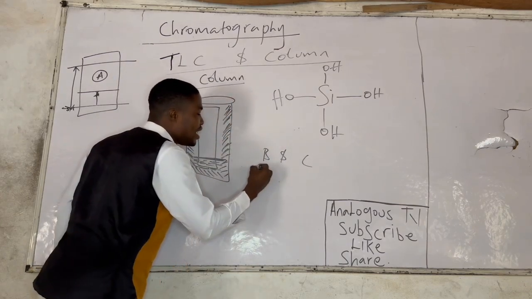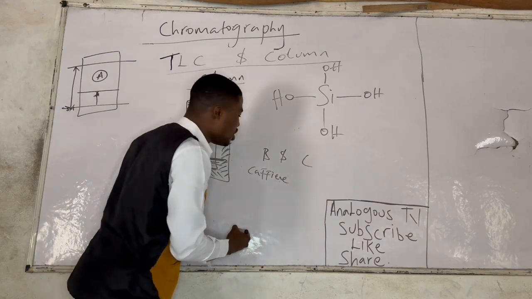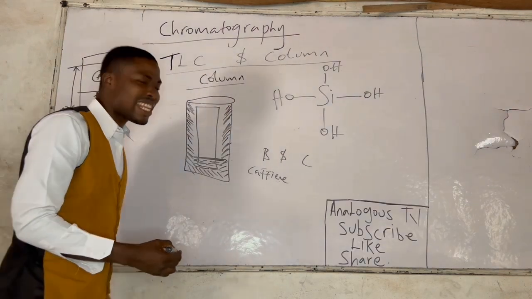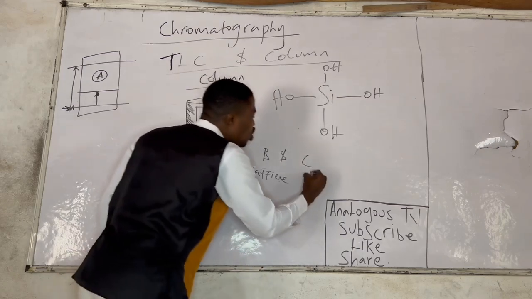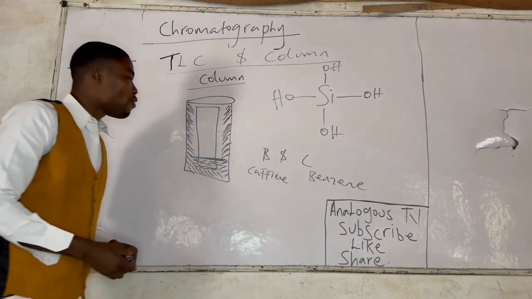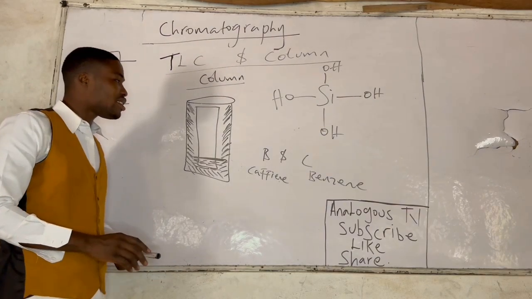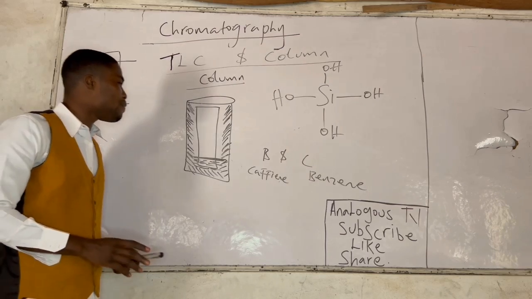Let's say B is caffeine. Caffeine is a nitrogenous organic compound. It's slightly polar, because caffeine is made up of nitrogen rings. And C is 100% non-polar. C is benzene. So I have a mixture of caffeine and benzene as B and C.